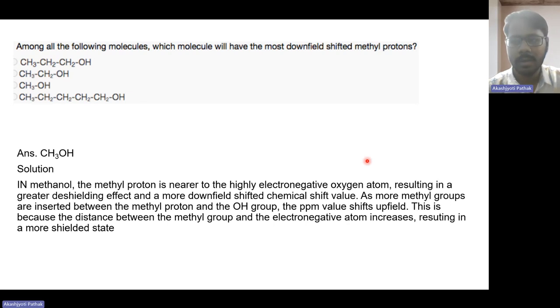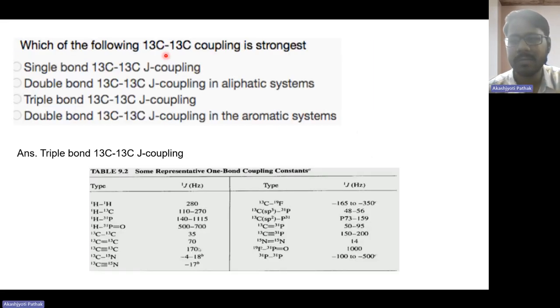Okay, so in methanol, the methyl proton is near to the highly electronegative oxygen atom, resulting in a greater deshielding effect and a more downfield chemical shift value. As more CH2 groups are inserted between the methyl proton and the OH group, the ppm value shifts upfield. This is because the distance between the methyl group and the electronegative atom increases. So these are basic concepts. Now try to answer this question.